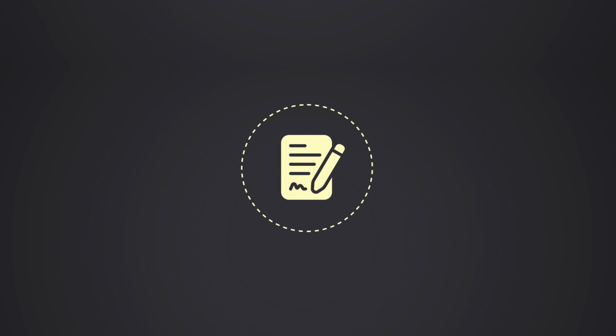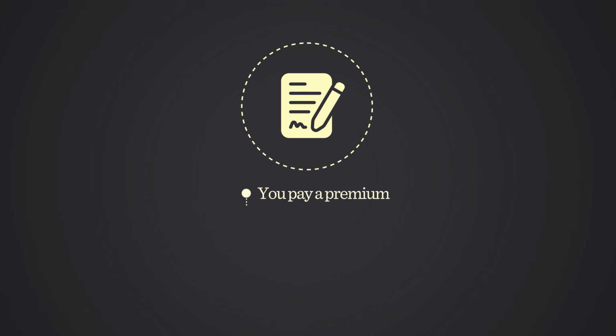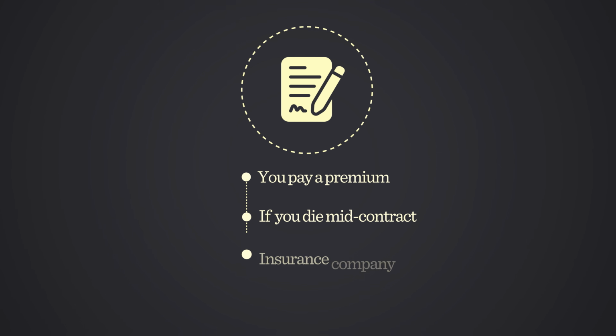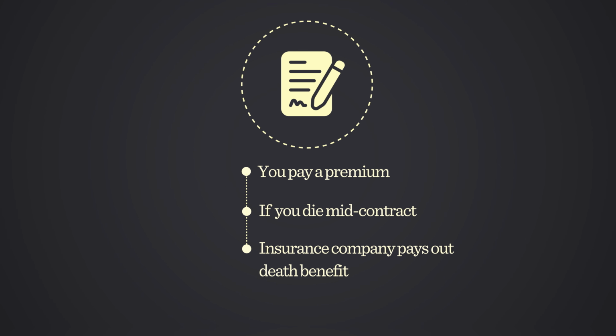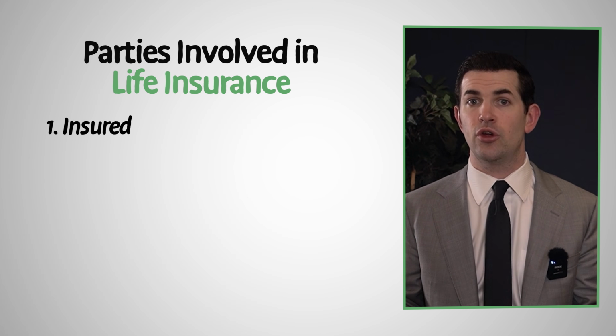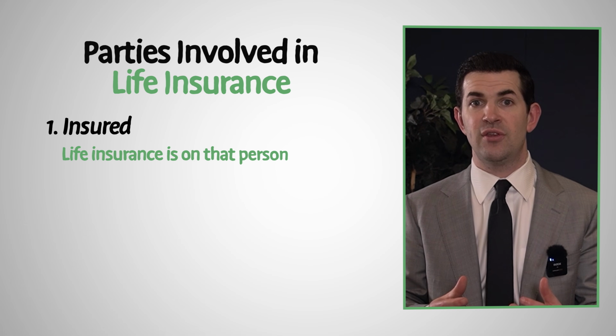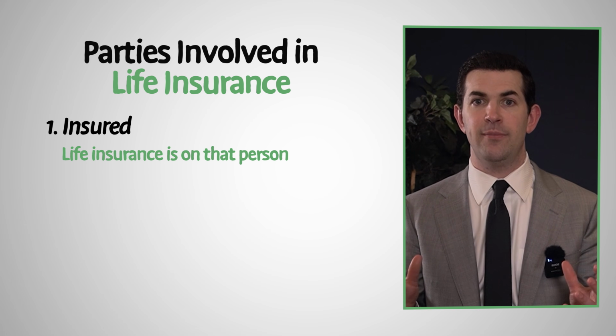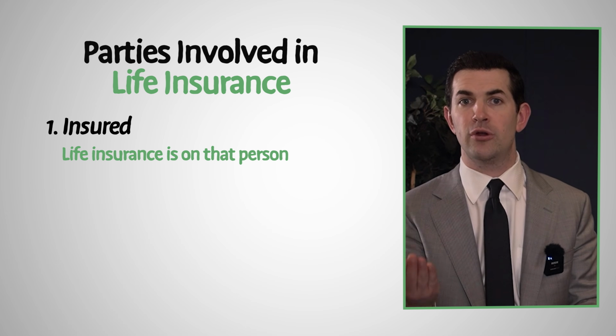The agreement is straightforward. You pay a premium, and if you die while that contract is active, the insurance company will pay out what is called the death benefit. There are several parties with a life insurance policy. First, you have what is called the insured. The life insurance is on that person, meaning the death benefit claim is paid when the insured dies.